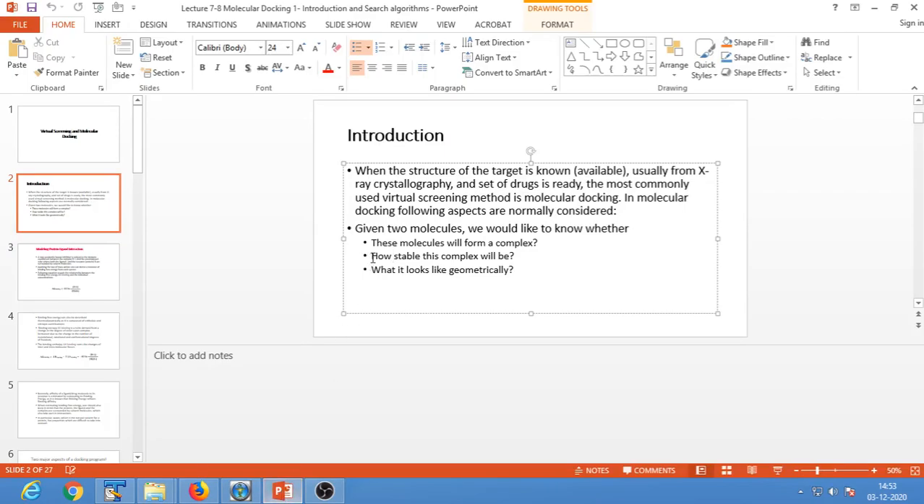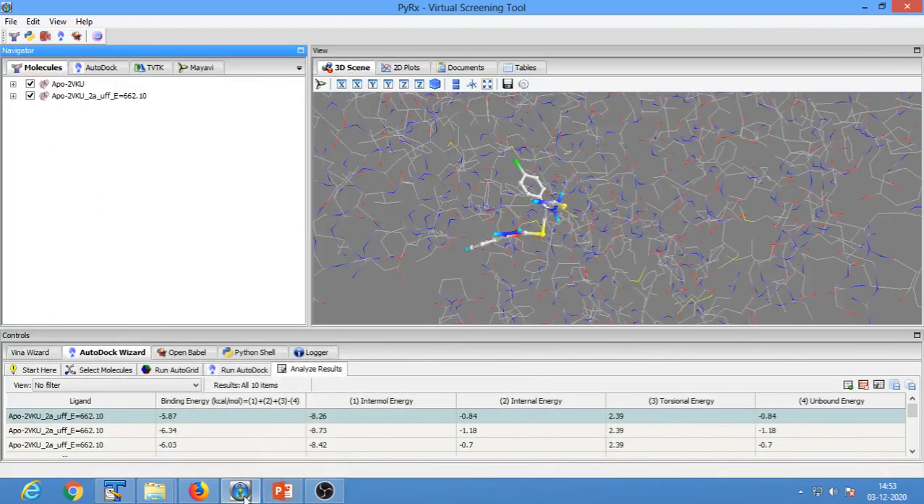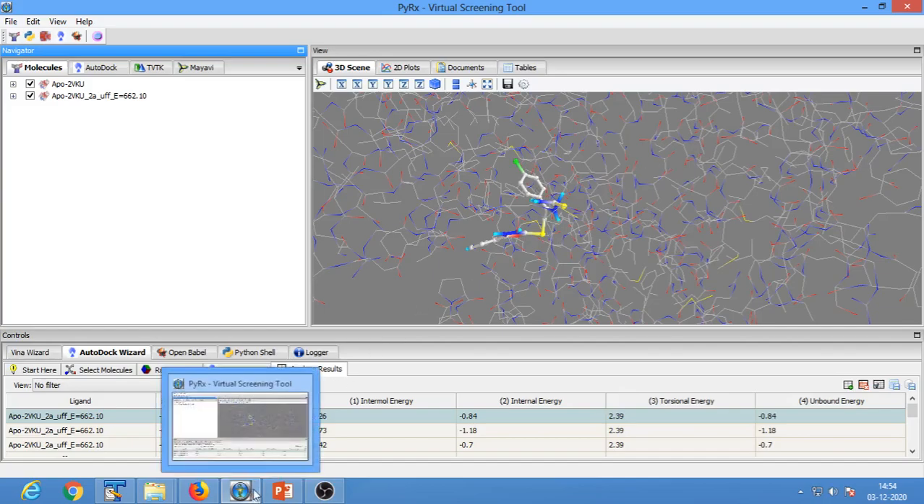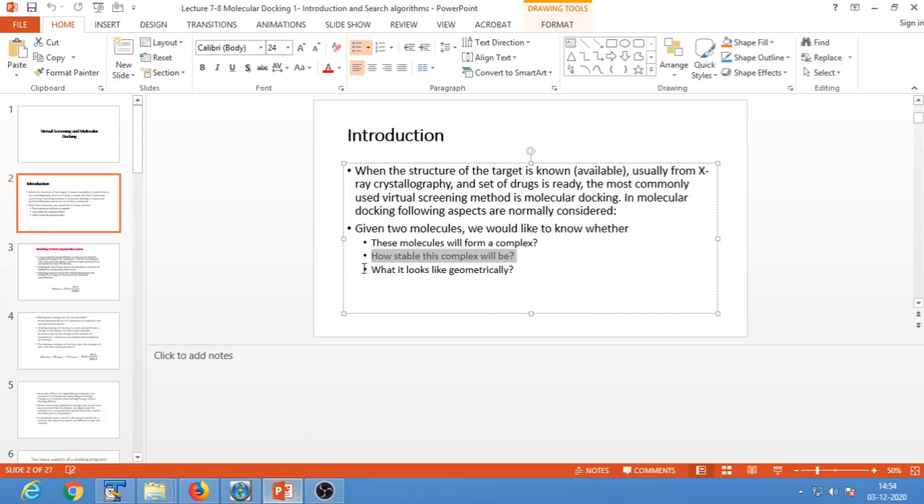Okay, then I would like to see how stable the complex will be. Now the issue of stability is usually handled by calculating the binding free energy. Okay, and we would calculate the binding free energy for the given set of ligands towards this protein. And finally, you would also like to know how the protein-ligand complex would look like.